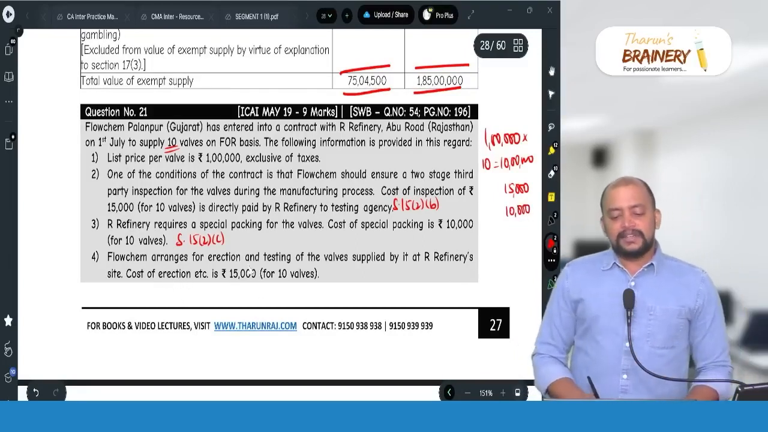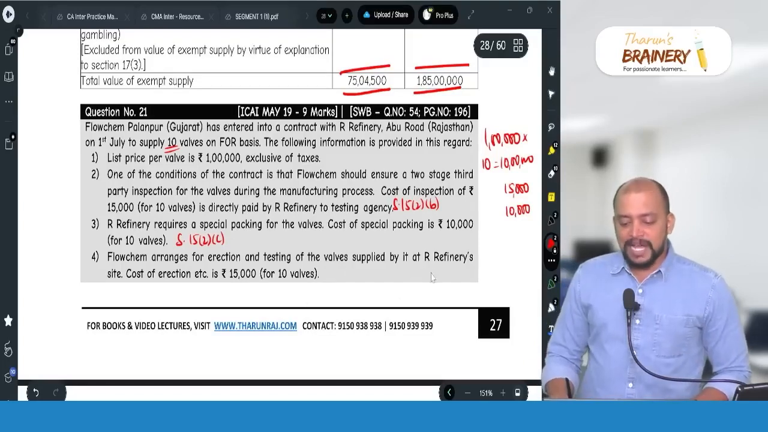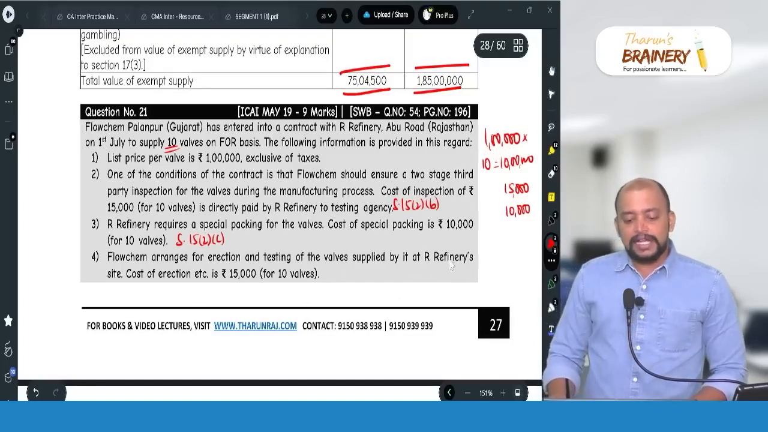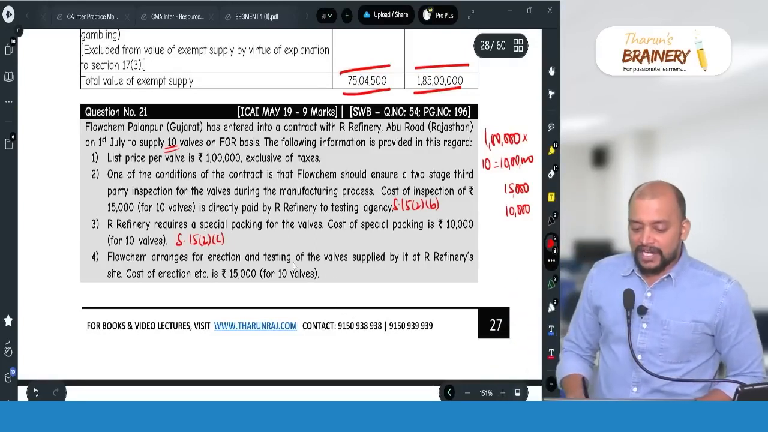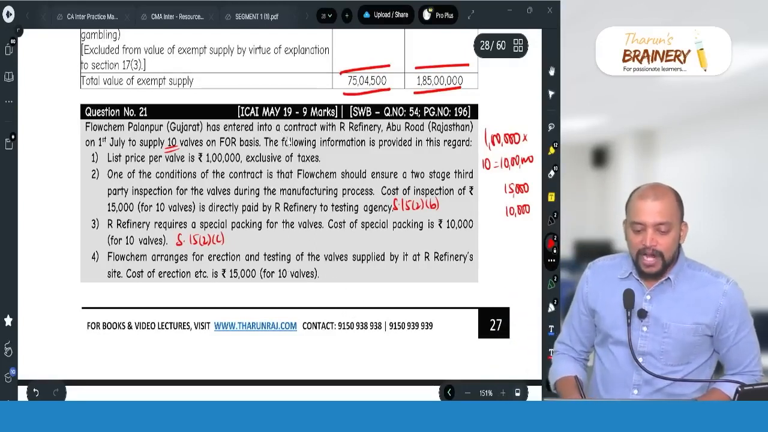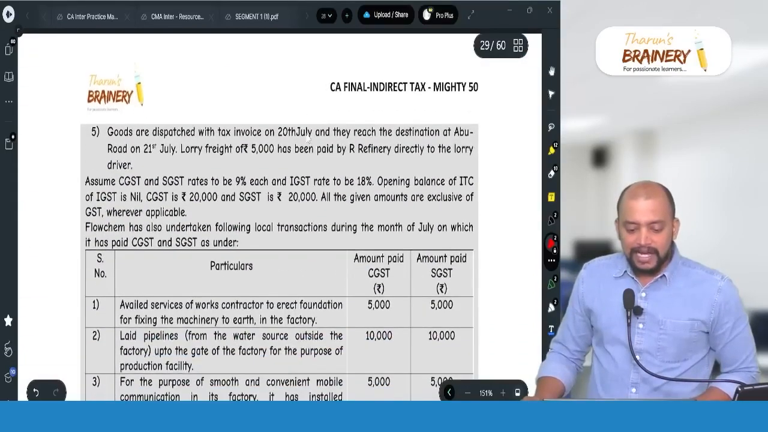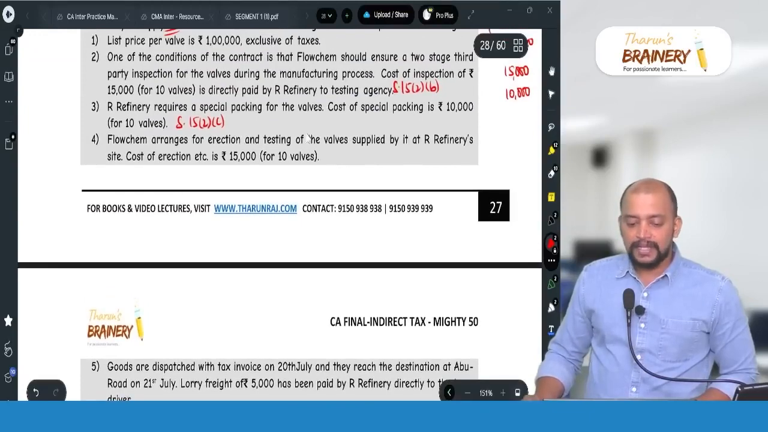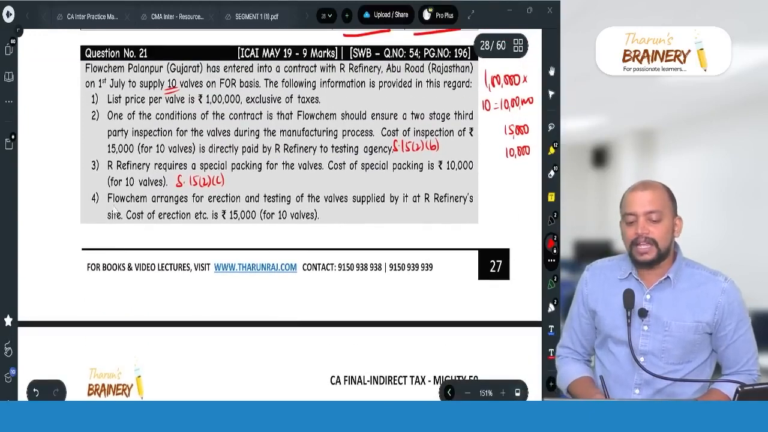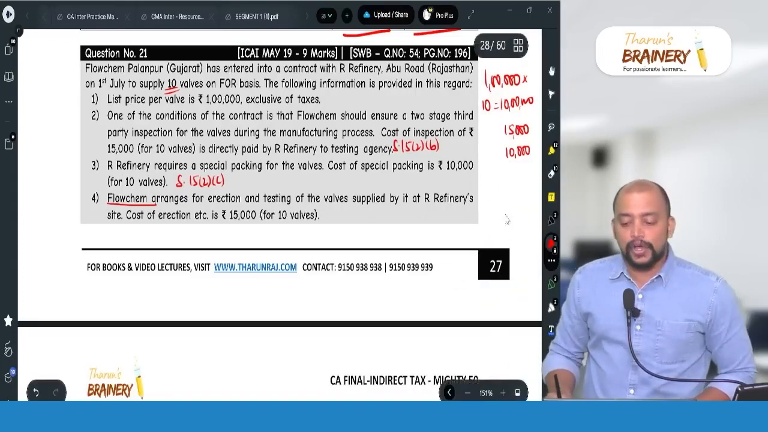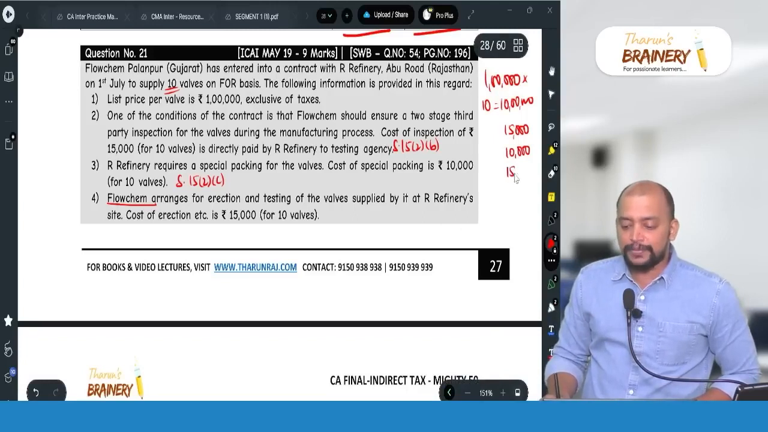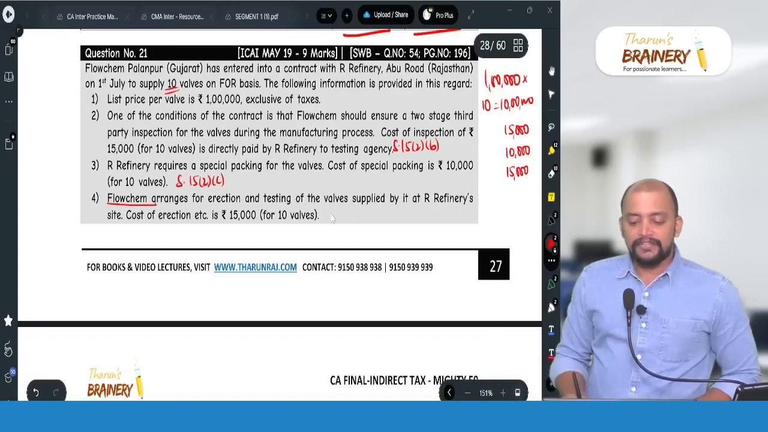Flowchem arranges for erection and testing of the valves supplied by it at our refinery. The cost of erection is 15,000. As per the contract, they need to do the installation at our refinery, and Flowchem is arranging it here. Even though installation is after delivery, it is incidental and should always be included in the value, under section 15(2)(c).